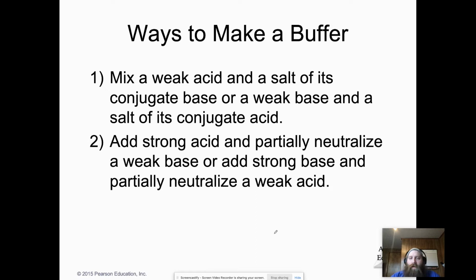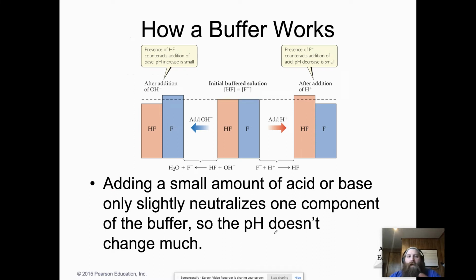You need to mix a weak acid and a salt of its conjugate base, or you need to mix a weak base and a salt of its conjugate acid. That's pretty much what you do. The other way you can do it is to add a strong acid to a weak base in order to partially neutralize it, or add a strong base to a weak acid to partially neutralize it. And what that's going to do is create a solution that has some extra, like bufferable, for lack of a better word, components in it.